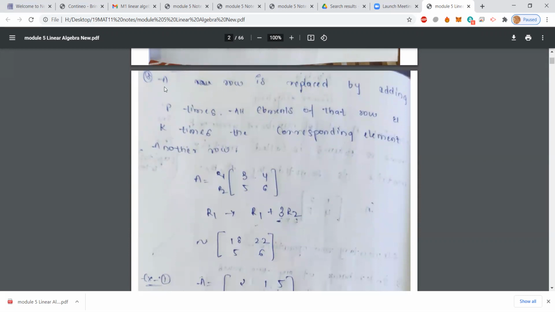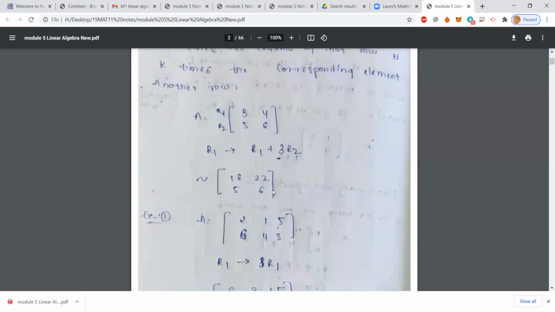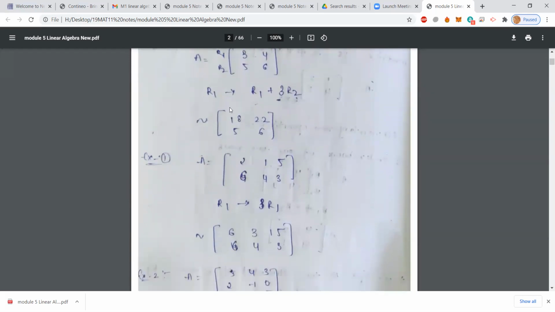The third operation, any row is replaced by adding p times all the elements of that row with k times the corresponding elements of another row. For example, I consider the matrix A. A is given as 3, 4, 5, 6. The operation given here is R1 should be replaced by R1 plus 3 R2. That means you need to add the elements of R1 with 3 times the corresponding elements of R2.